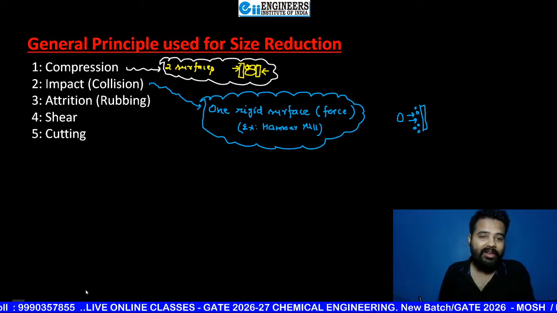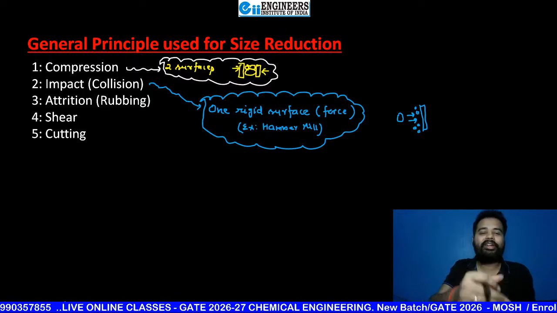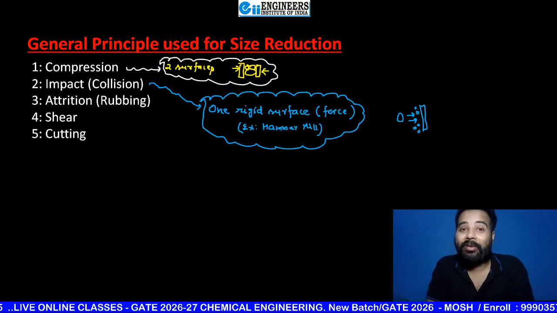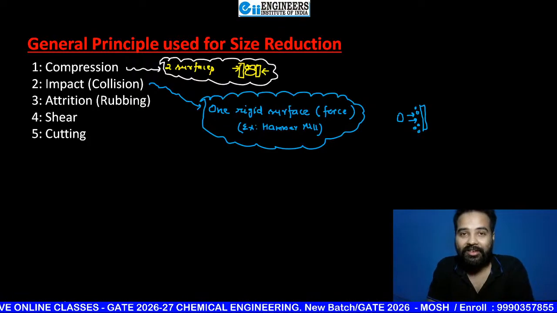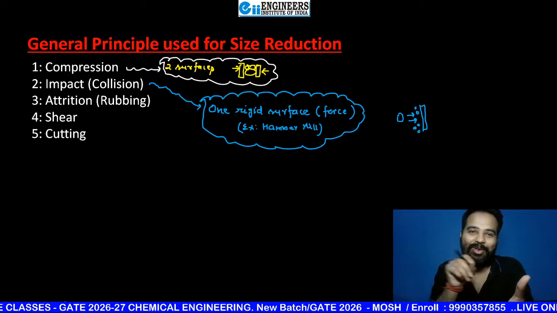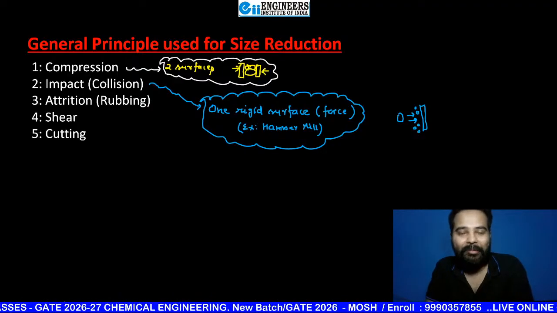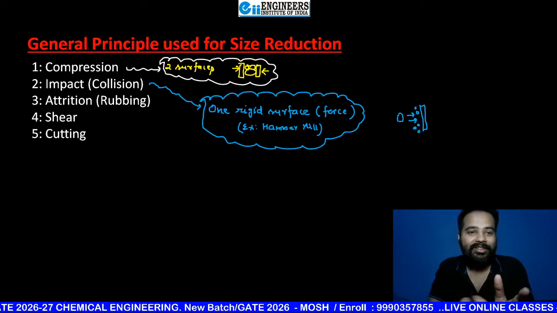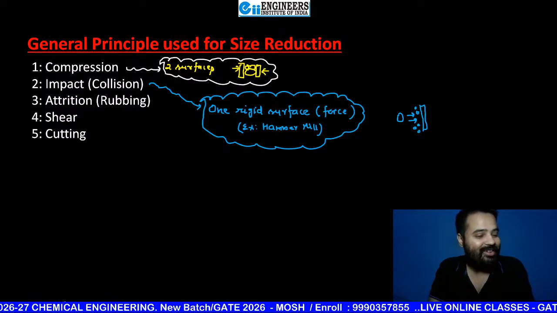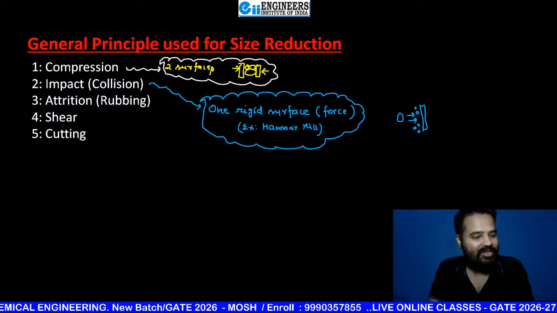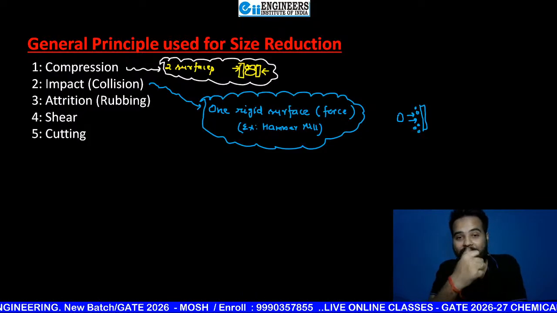Now the third one, which definitely all of you did when you were kids: attrition, or rubbing. I want to share a feeling: you must have rubbed a red brick on the surface of the earth in order to make powder of that brick. You have done these things in your childhood. Has anyone done this as a child?